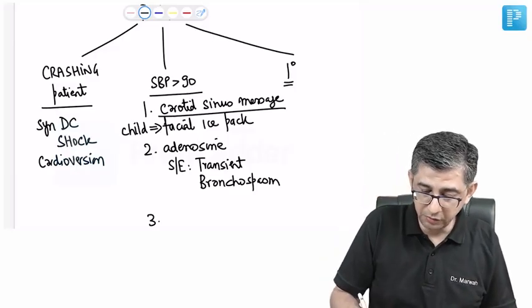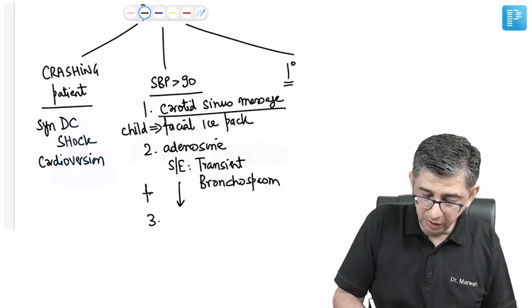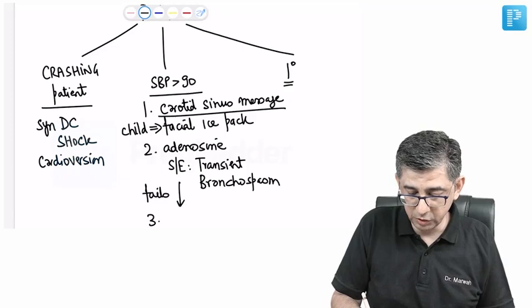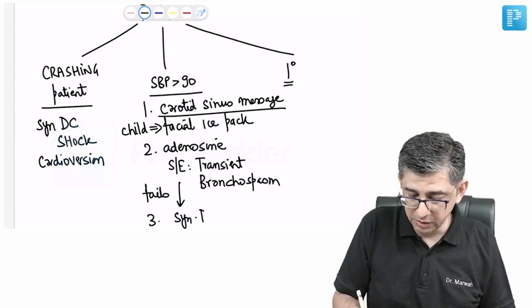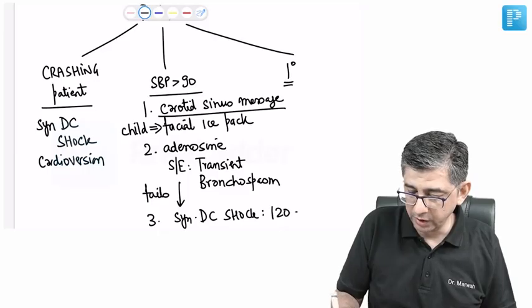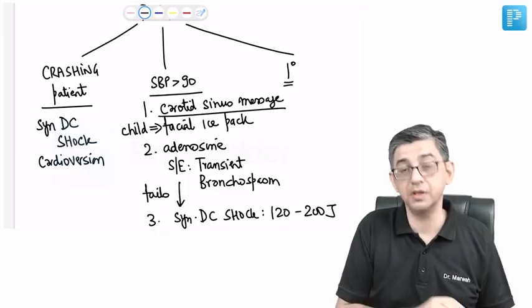And in case adenosine fails, if chemical cardioversion fails in this case, then we anyway have a DC shock, which I've already told you would be synchronized DC shock. The intensity of this will range between 120 to 200 joules biphasic.